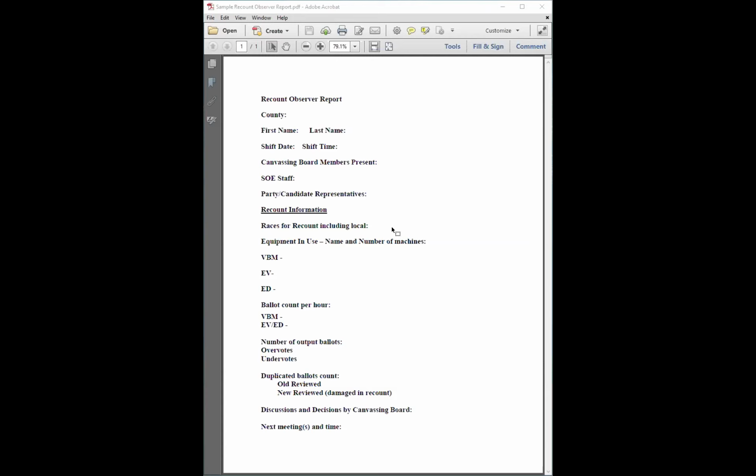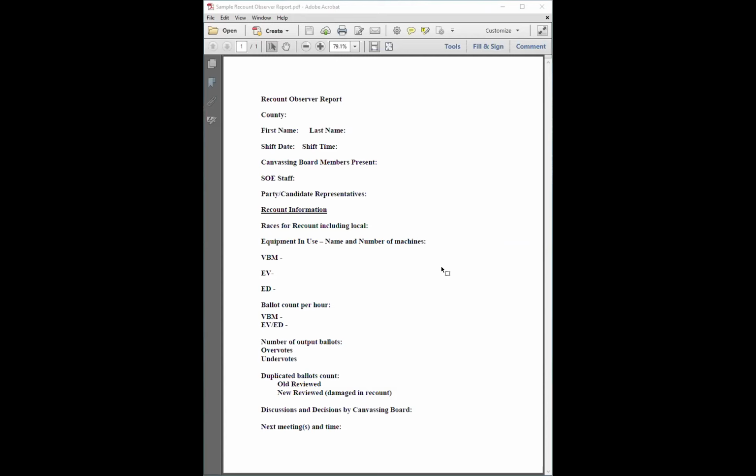We'll want to know the races for the recount, including those local races. So again, some counties may only have the races that were determined by the Secretary of State. Other counties will have additional races that needed to be recounted at the county level.